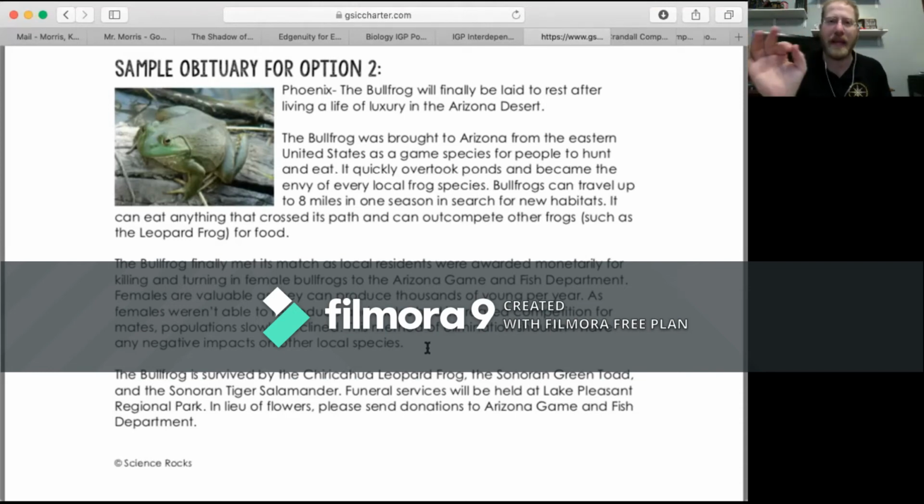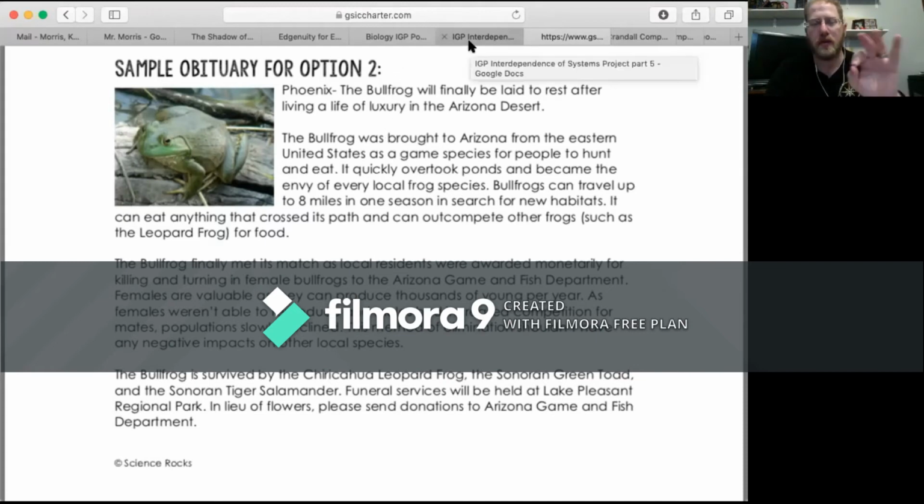Once again, explain, give examples. That's how you extend an essay or extend an article. That's how you do it. Examples. The bullfrog is survived by the leopard frog, the surrounding green toad, and the Sonoran tiger salamander. Funeral services will be held at Lake Pleasant Regional Park. In lieu of flowers, please send donations to the Arizona Game and Fish Department. Jazz it up. Make it as much like an obituary as you can, and must include a picture.